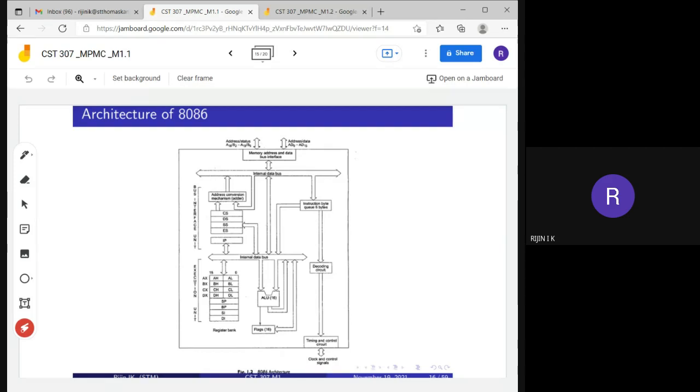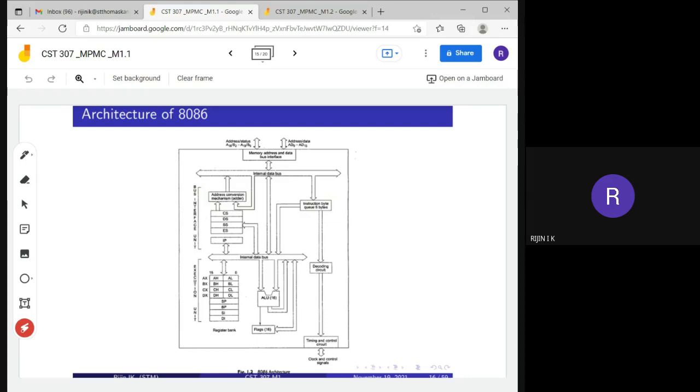Okay. These are the functional units, or different blocks, present in the bus interface unit. What are they? There are segment registers, four segment registers. Then there is an instruction pointer. Then there is an instruction queue and an address generator, or we can call it an adder. So these are the important functional parts present in the bus interface unit.